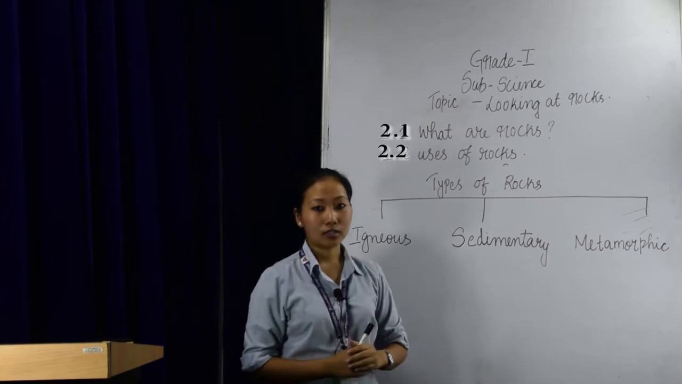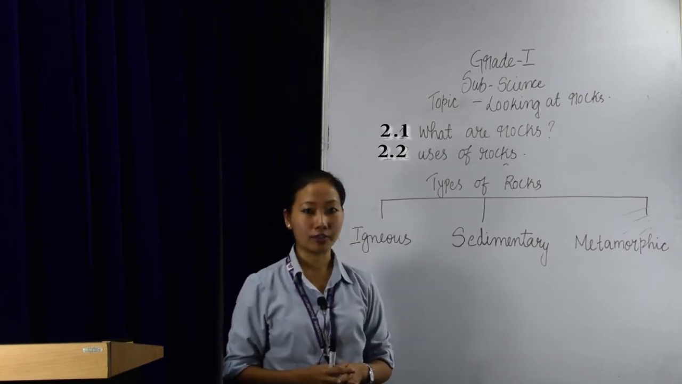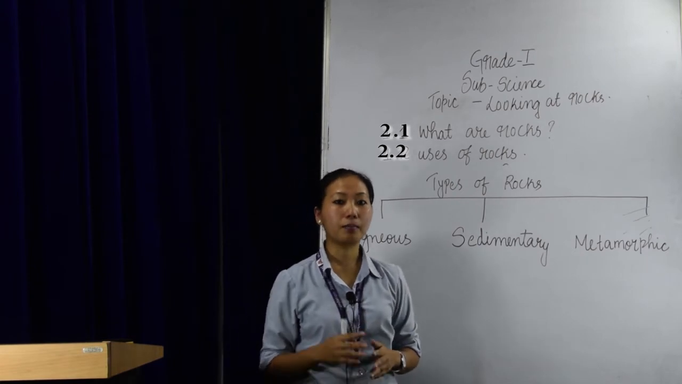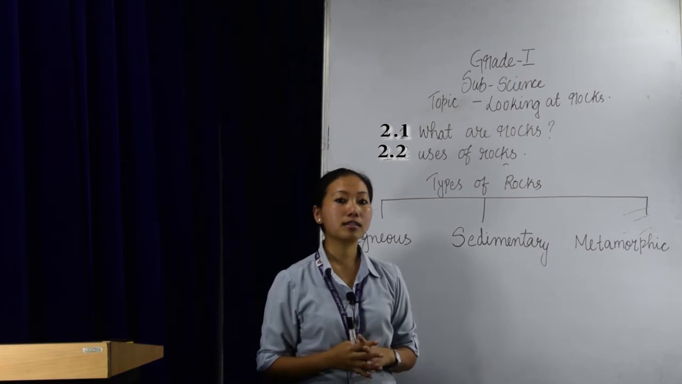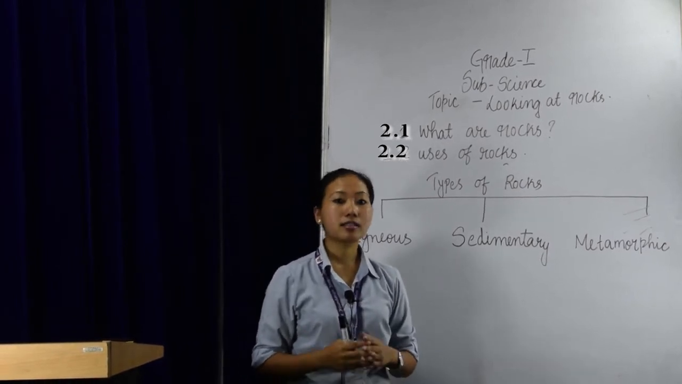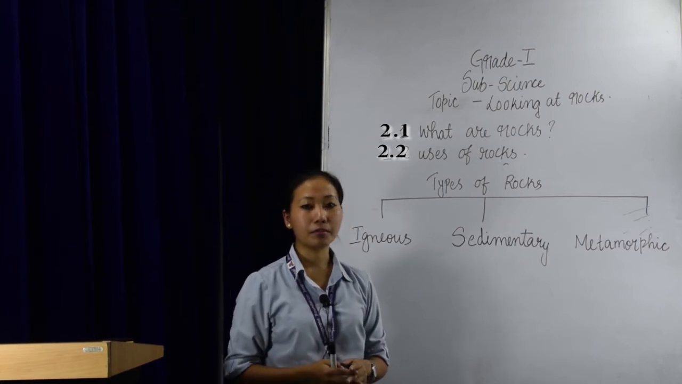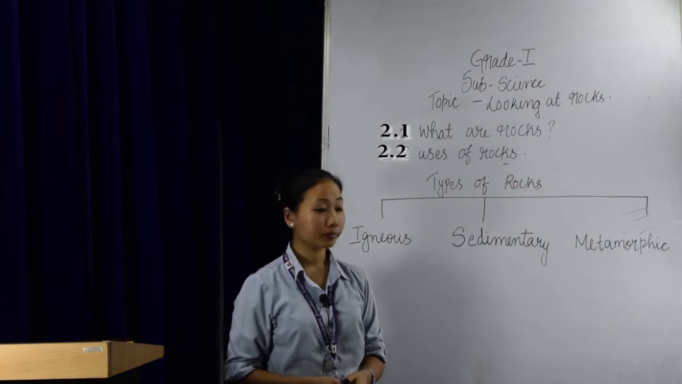Now what are rocks? Rock is the hard part that is found on the earth's surface. We see rocks above the ground, under the ground and under the sea. Rocks are found in different sizes, shapes and colors. Some rocks can be big, some can be small, some can be hard and some can be soft.